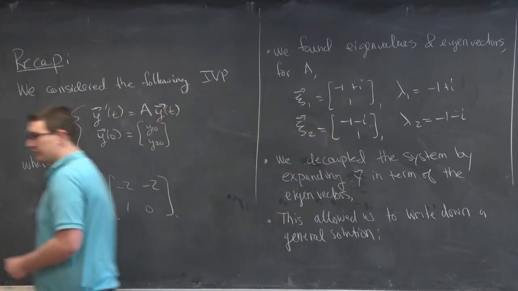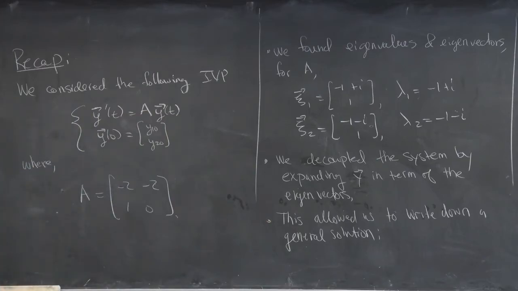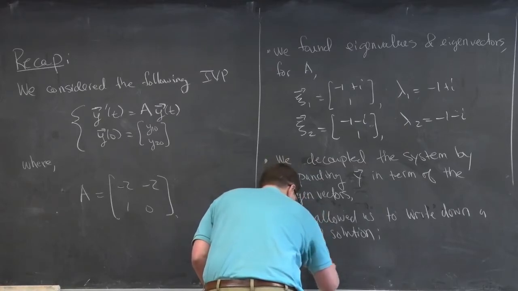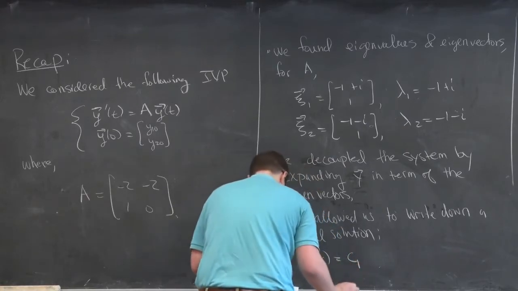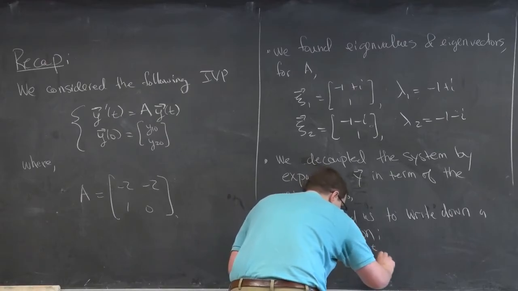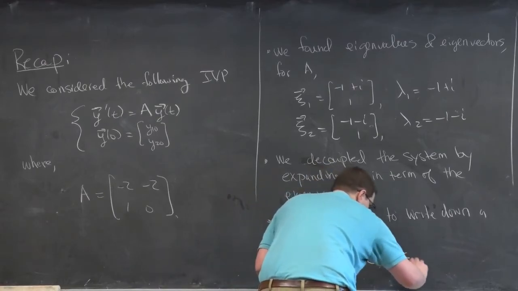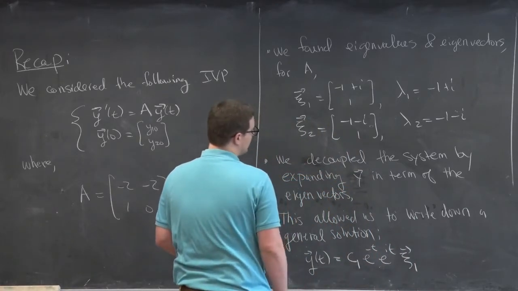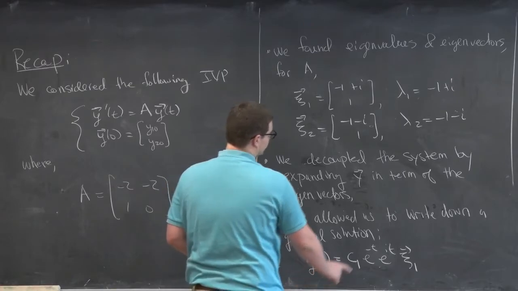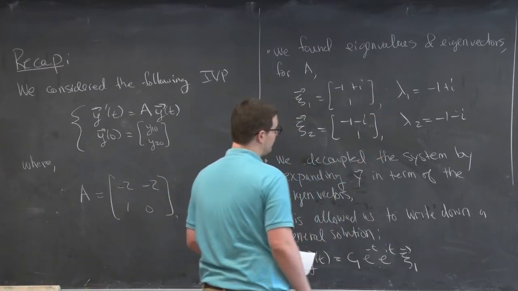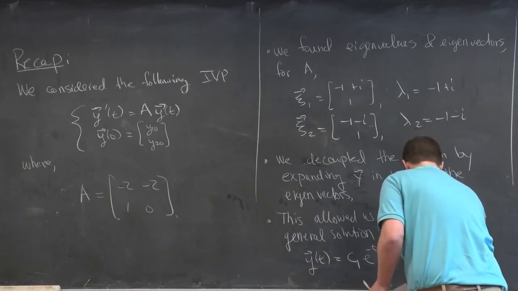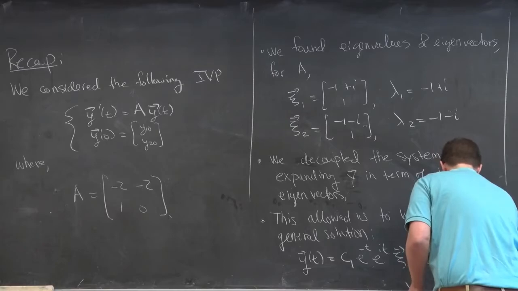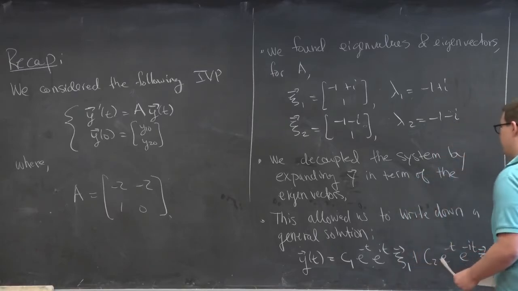Okay, and so the general solution looks like y of t looks like c1, right? e to the minus t, e to the it, times the eigenvector. So this little piece we got from the simple differential equation associated to this eigenvalue, right, plus some constant c2 e to the minus t e to the minus it, times its eigenvector, like this. Okay?